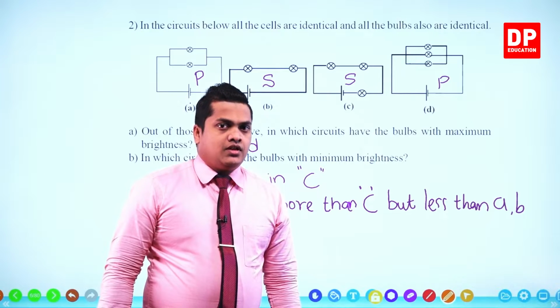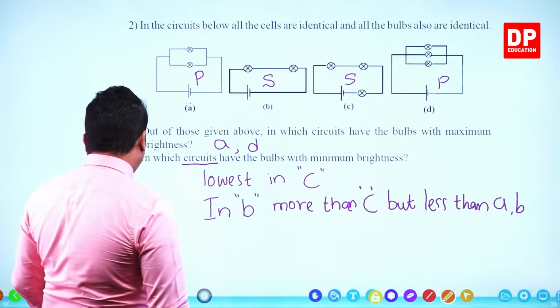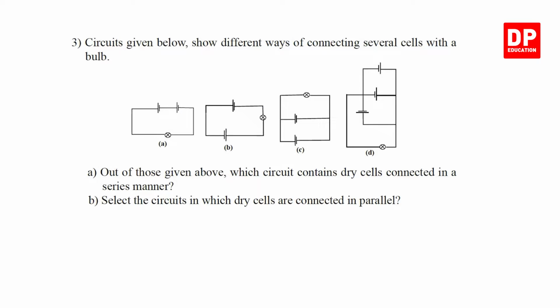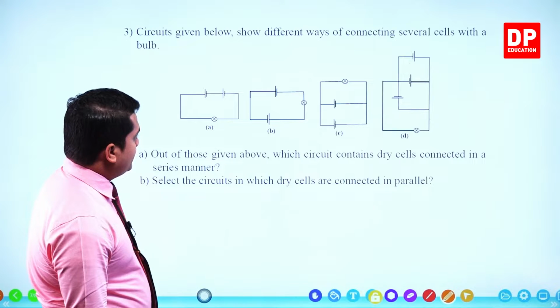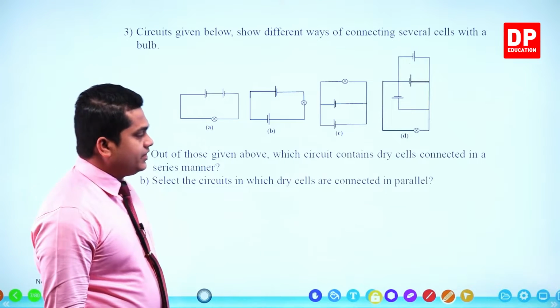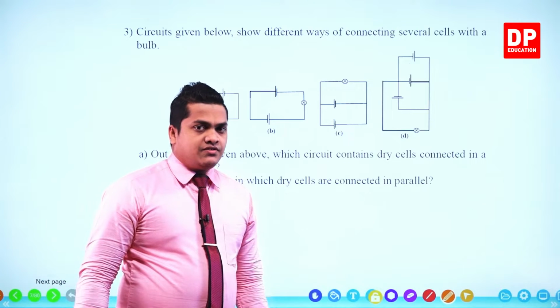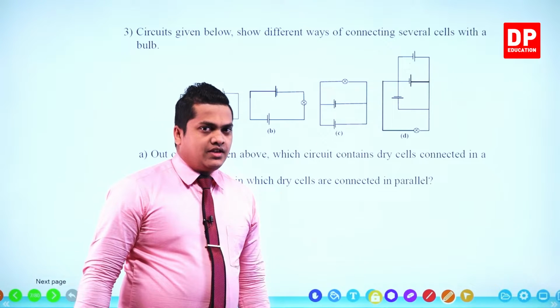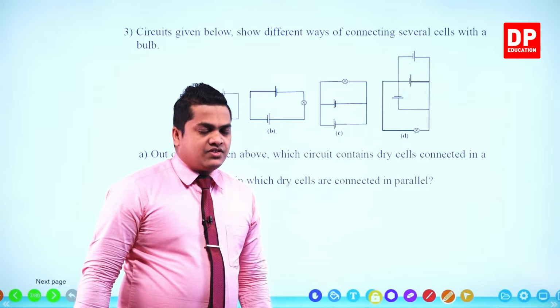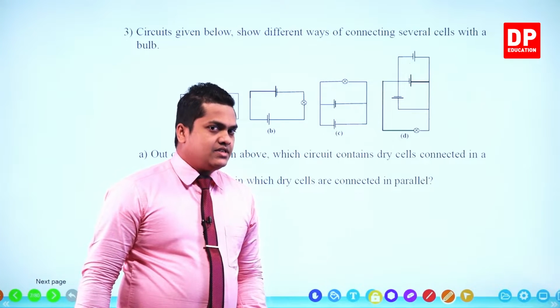Okay, right, then let's move on with the next question. Out of those given above, which circuit contains dry cells connected in a series manner? So we have to find out the cells which are connected in series manner. In order to connect in a series manner, positives should be connected with negatives to pass electricity. Positives should be connected with negatives in series connection.